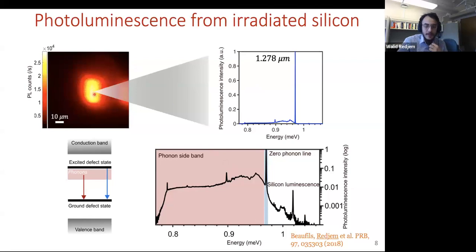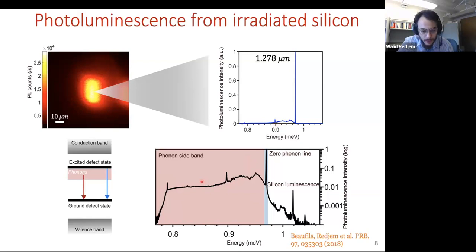On the top left, you can see the raster photoluminescence scan of the irradiated area. You can see where we irradiated with protons, there is lots of signal coming from the sample. And this signal comes from, as I mentioned, the G center, with a sharp zero phonon line in the telecom O band, around 1.3 micrometer, and along with the phonon sideband.